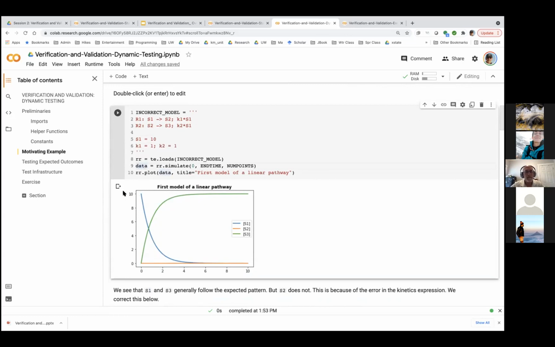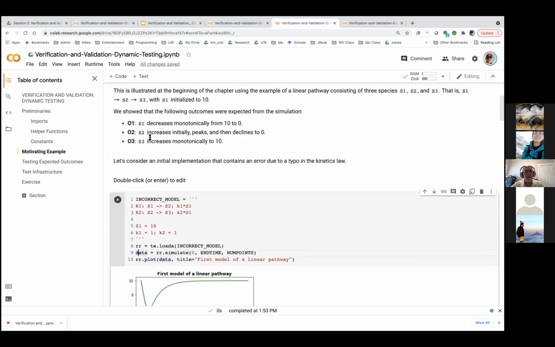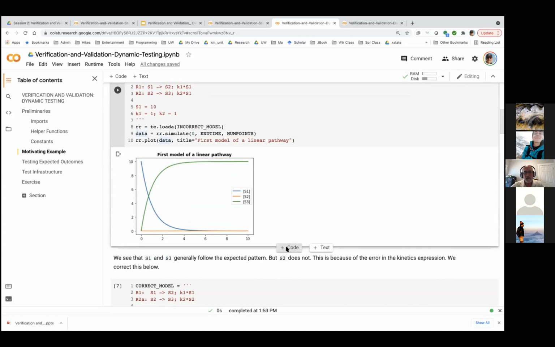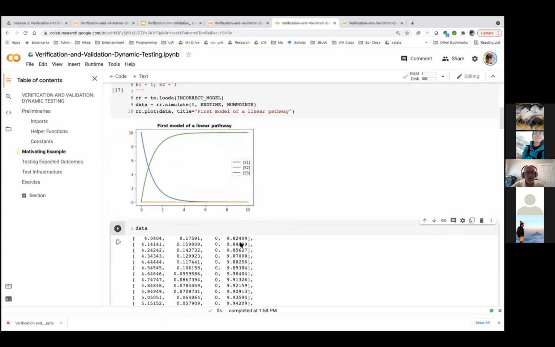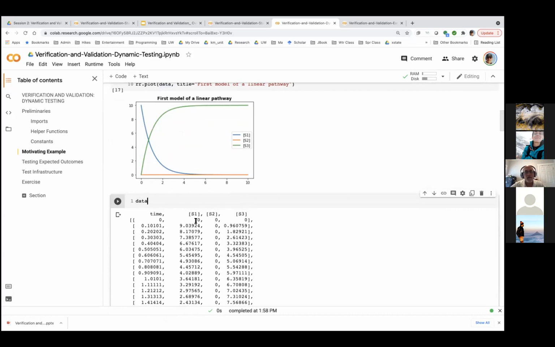Data is going to be the input to a separate set of code that is going to look at the data in light of these expectations we've set over here, and say, do these data match these expectations? Remember what comes out of the simulations. If we look at data, you see what we're actually dealing with. This is what's called a named array, and it includes information about what the columns are. It's essentially a matrix. The first column is always time. Then what we're getting out here are the species, and these are concentrations because they're in square brackets.